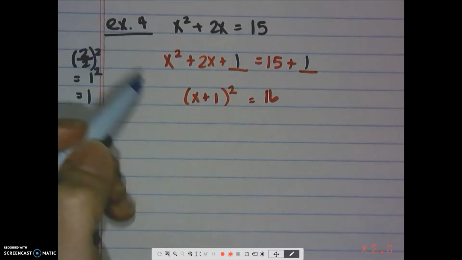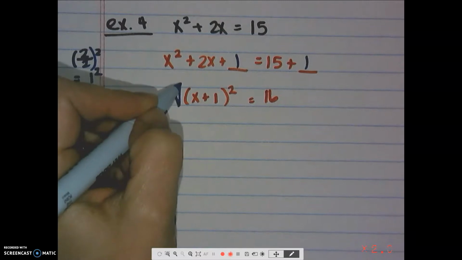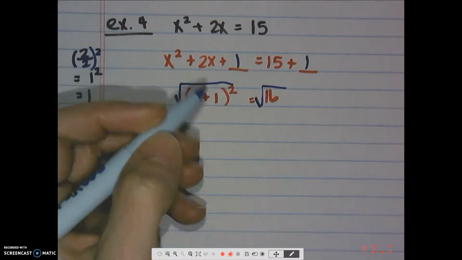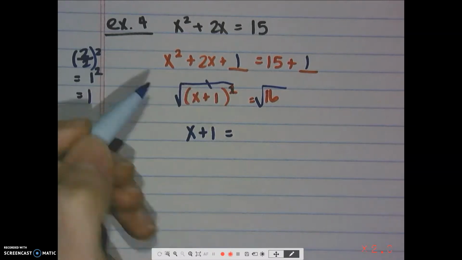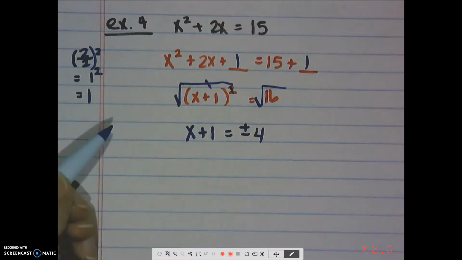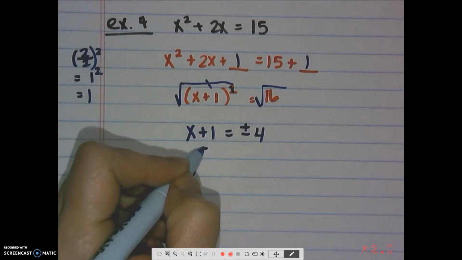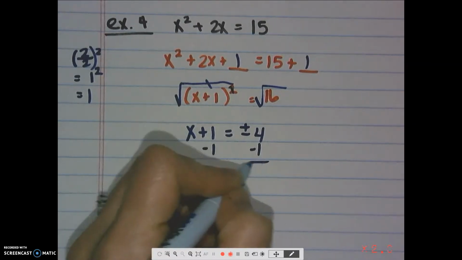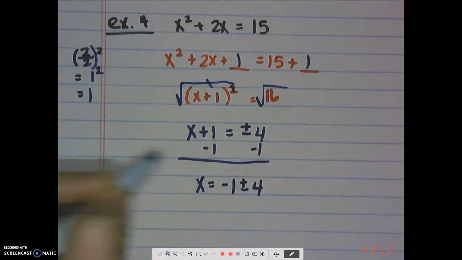Now that we're here, we're going to solve by square roots. So to get x by itself, the first thing we have to do is take the square root on both sides. That means we have x plus 1 equals, because the square root and the square go away, the square root of 16 is plus or minus 4. You cannot forget the plus or minus, or else you are not going to get enough answers. Okay, so we would subtract 1 from both sides to get x by itself. That's going to give us negative 1 plus or minus 4.